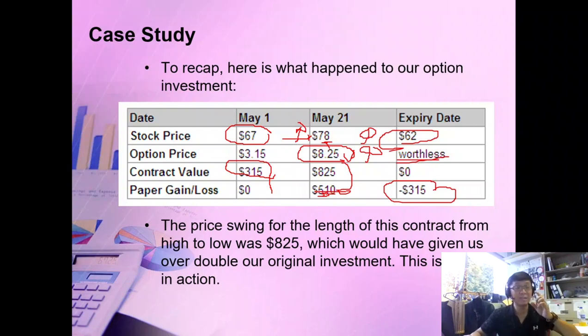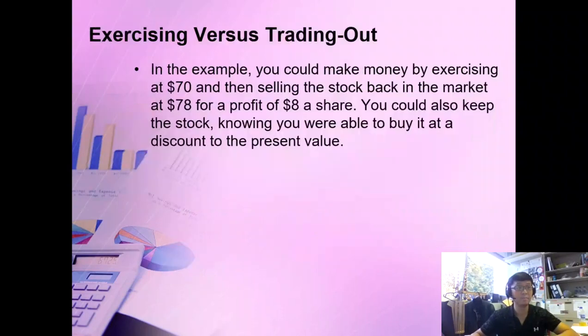But if you exercise, you trade the stock options, right? We are talking about stock options, so of course you can trade out your stock options, or you can exercise the stock options. You can exercise by buying at 70, right? You can buy at 70 and you can sell at 78. So you take a profit of $8 per share.